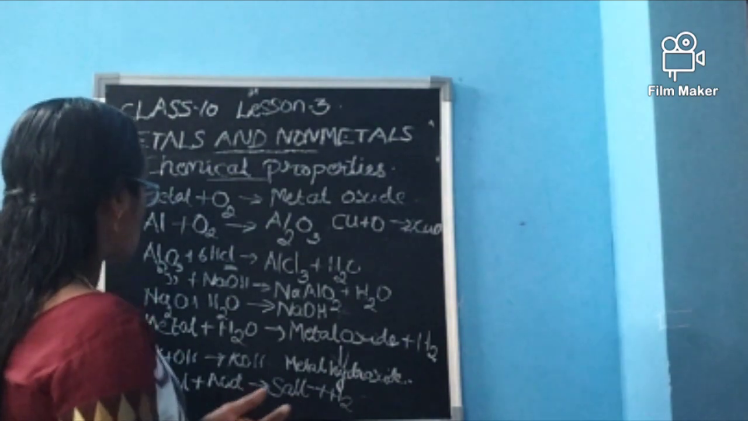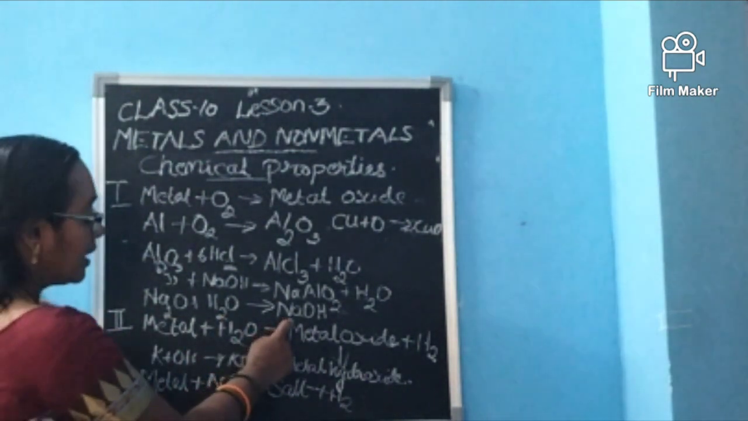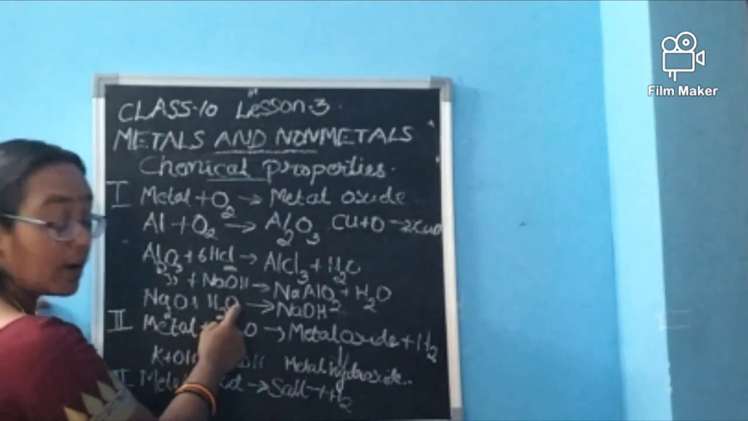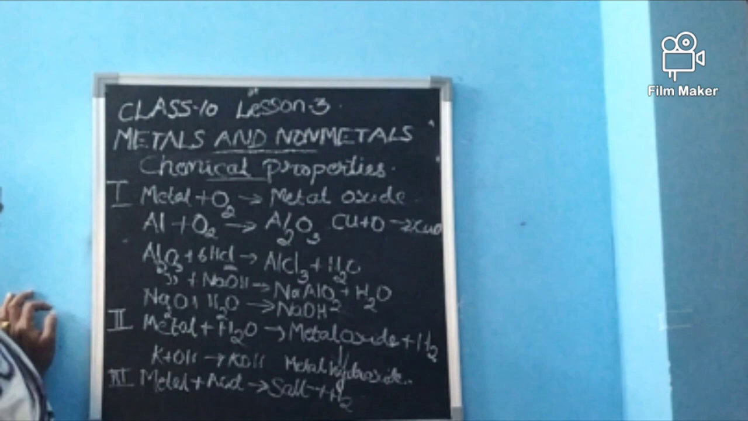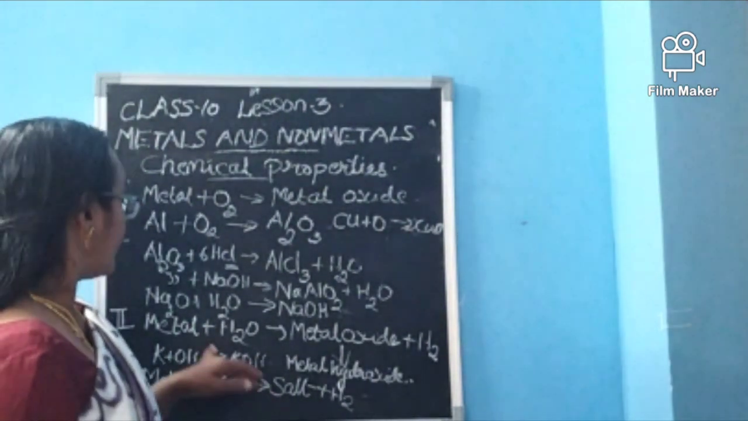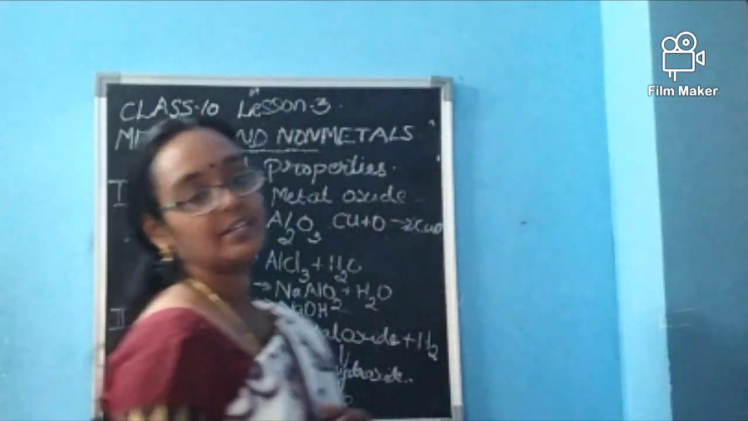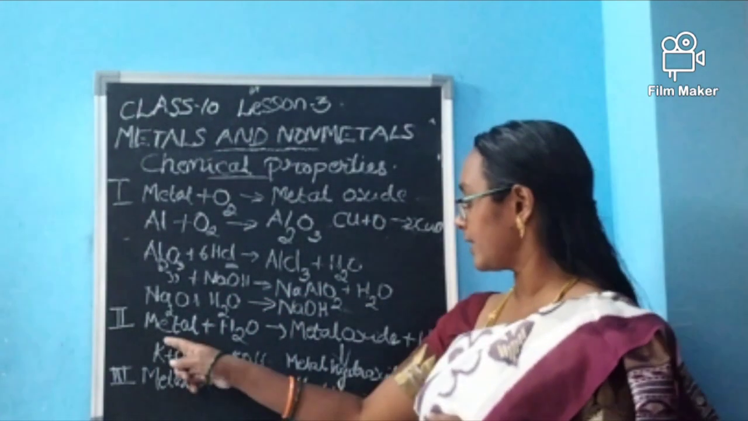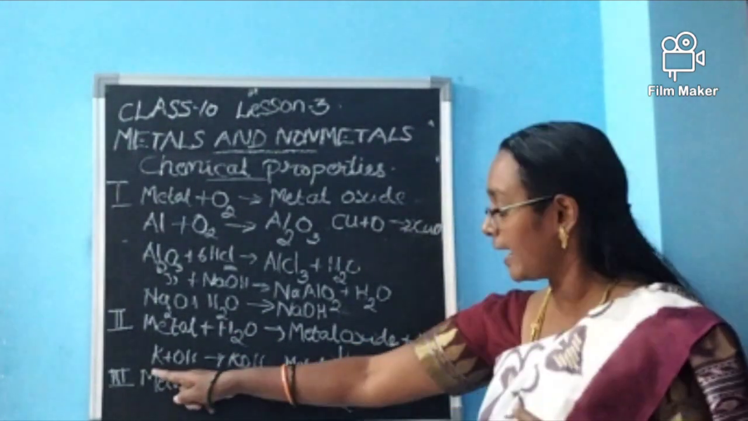Sodium oxide, Na2O, plus water gives NaOH. So metal oxides, when reacted with water, what will we get? We will get alkali, NaOH. Now the second thing is metal reacted with water. When metal reacts with water, we will get metal oxide or hydroxide plus hydrogen.